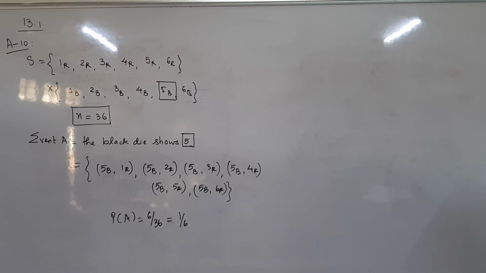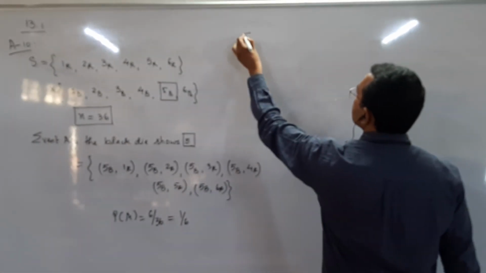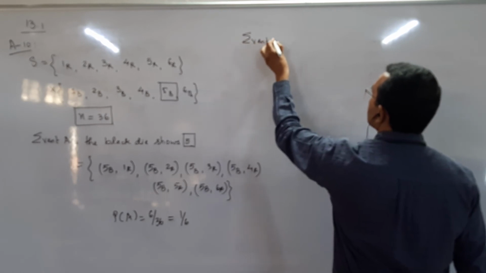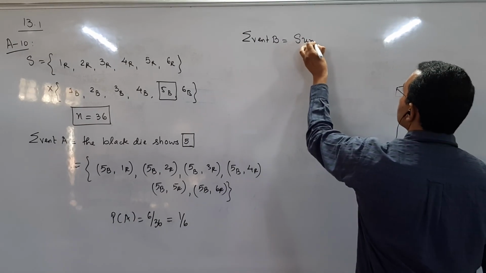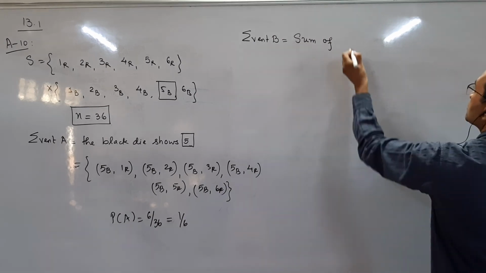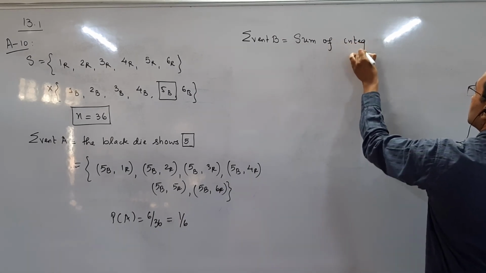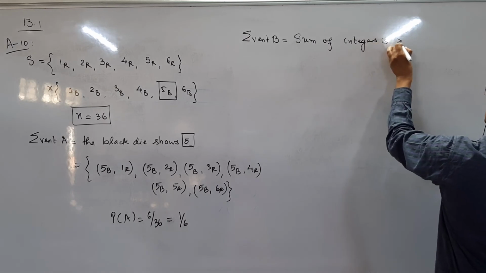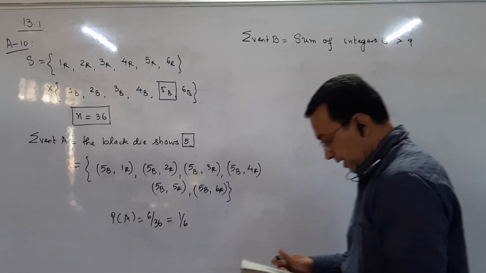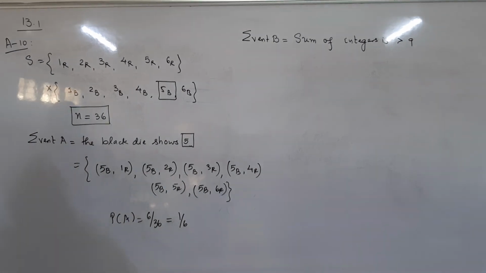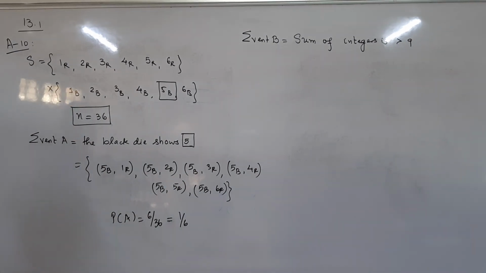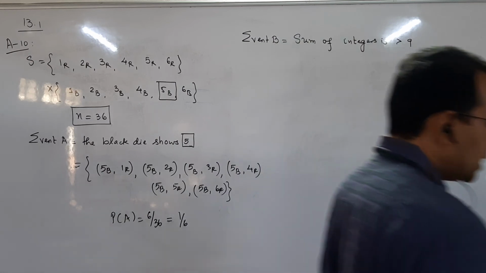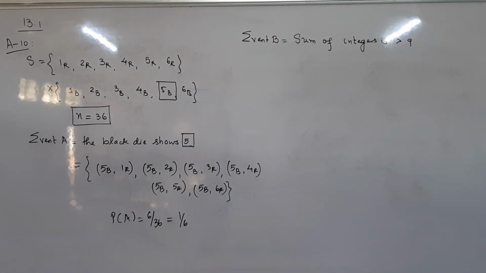Given A, find the conditional probability of obtaining a sum greater than 9. So event B: sum of integers is greater than 9. Don't consider 9. Greater than or equal to 9. So up to 3 doesn't count. Up to 4 also doesn't count.